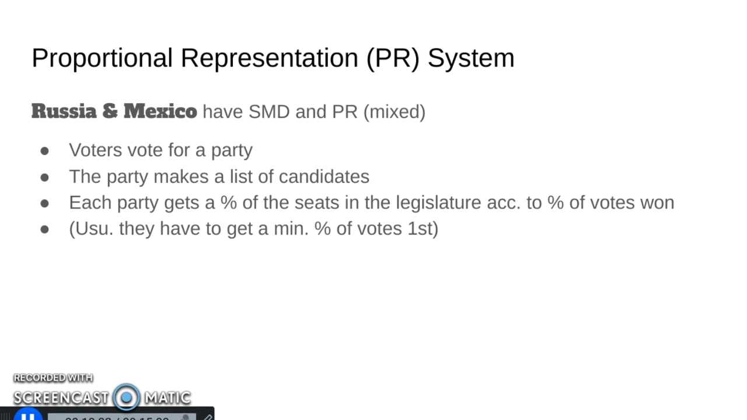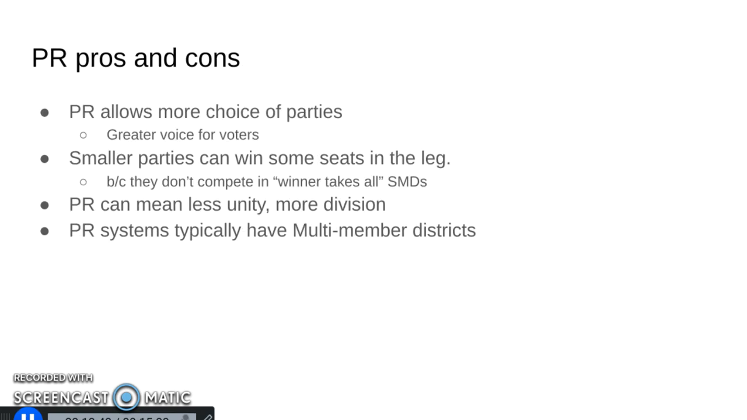Usually there's some kind of threshold. The party has to win a certain percentage of the votes to be able to get any of the seats, and it's usually something low like 7%.